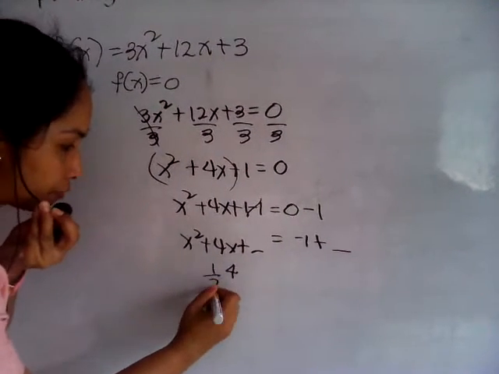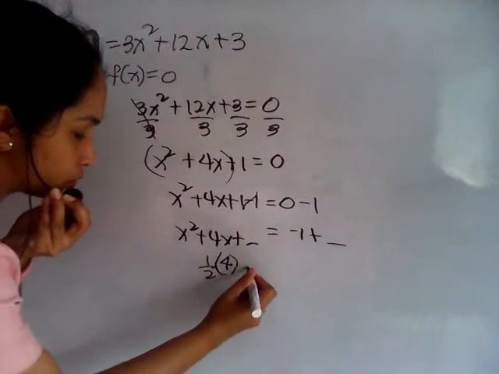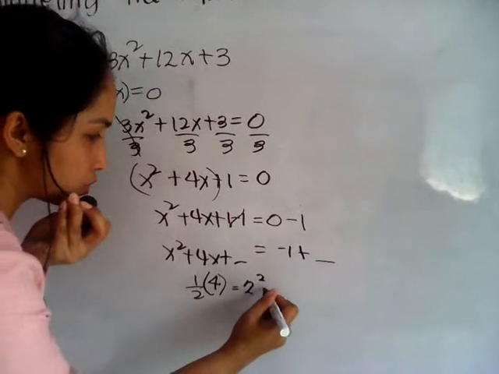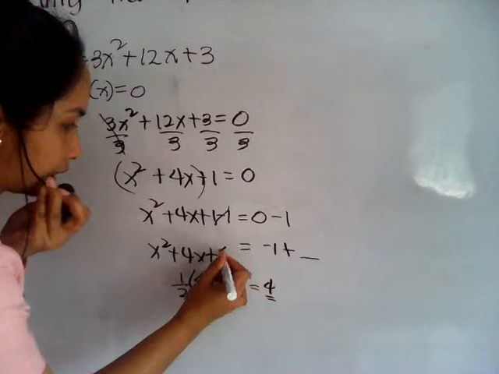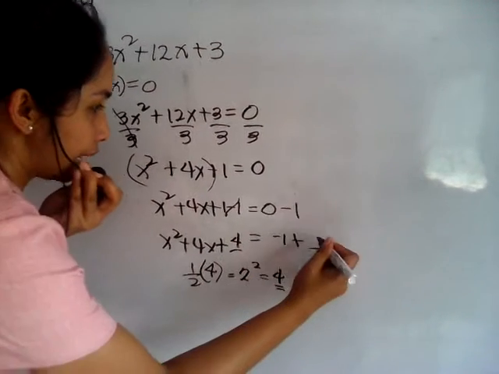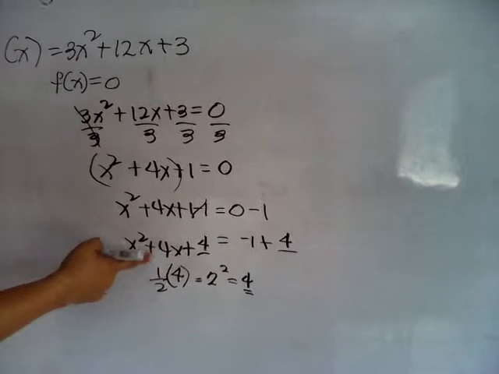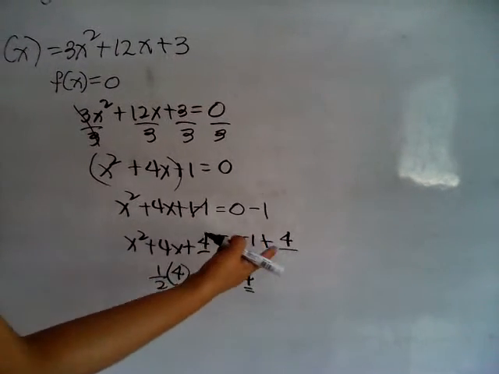We need to get half of 4. 4 divided by 2 is 2, and then you have to square the 2. What is 2 squared? We have 4. And this 4 must be added in this expression as well as on the right side. Therefore, we have x squared plus 4x plus 4 equals negative 1 plus 4.